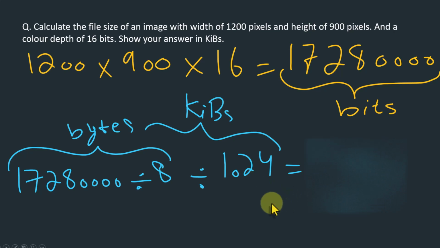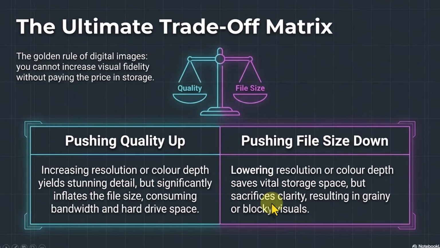Clear? So the ultimate trade-off matrix. What happens if we want a higher quality image, and what happens if we want to store or save some space?